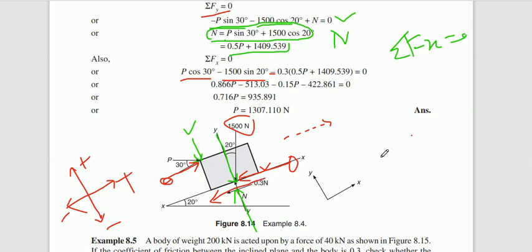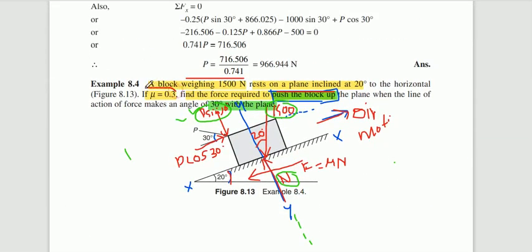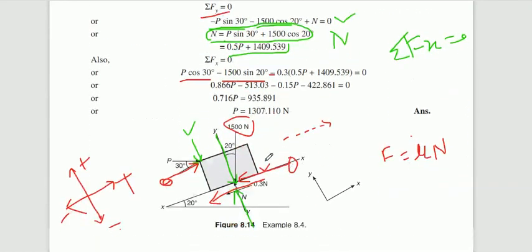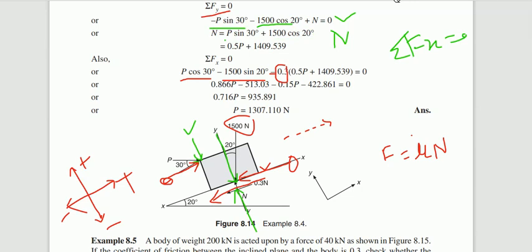Friction force is equal to what? F is equal to mu into N. In the question they have given the coefficient of friction mu is equal to 0.3. So therefore you need to write the mu value, that is 0.3 into N. N is nothing but this equation. Whatever the N value you have obtained here, this is the N value, mu into N.